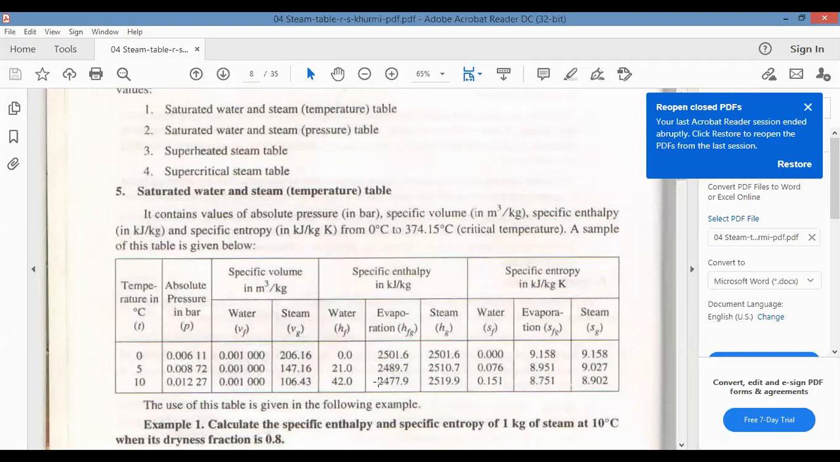Another interesting property which you would find in the saturated water and steam tables is the specific entropy. Look at the unit. It is kilojoules per kg Kelvin. sf is the specific entropy of liquid water. sg is the specific entropy of dry saturated steam, and sfg is the entropy change during evaporation, that is, during phase transformation. So this becomes very handy. If you know the temperature, then you can find the corresponding saturation pressure, specific volume, specific enthalpy, and specific entropy from the steam table. So these are called the temperature tables.